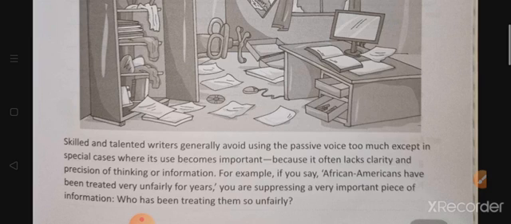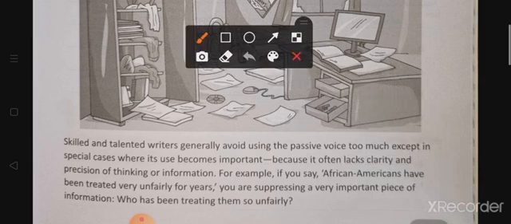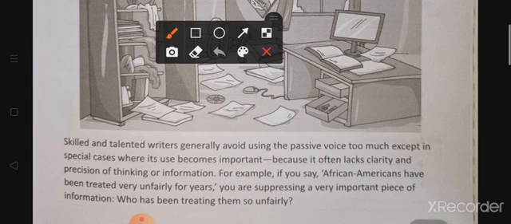That means जहाँ पर हमें जो एक्शन करने वाला है उसके ऊपर अटेंशन नहीं डालना है, ओके, उस जगह पर हम लोग पैसिव वॉइस यूज़ करते हैं. क्योंकि पैसिव वॉइस क्या होता है, it doesn't give a clear picture, okay, and it doesn't give proper information. For example ये ले लो सेंटेंस, African Americans have been treated very unfairly for years. तो ये जो लोग हैं उनको अनफेयरली ट्रीट किया हुआ है, लेकिन किसने किया है, we don't know about that. Who is doing that action, who is treating them unfairly, we don't have any idea about it, right?